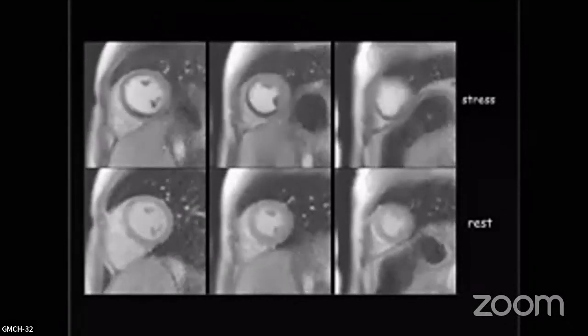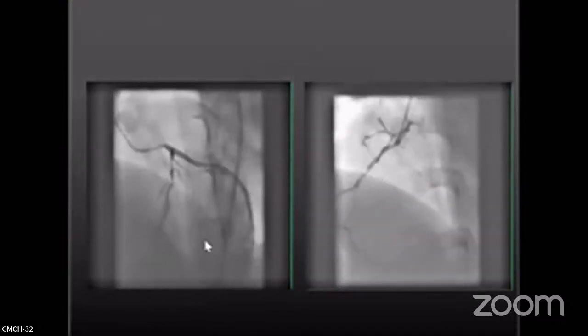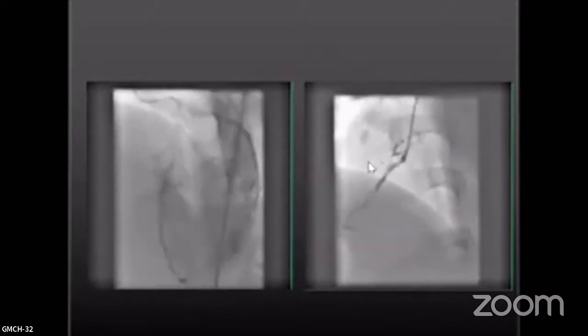At our center, we perform both stress and rest scans, and you see in this study that there is a reversible perfusion defect in the anterior, septal, and inferior segments. And this led to this patient undergoing a coronary angiogram. We see that there is significant left anterior descending disease, and also not insignificant disease in the right coronary artery.